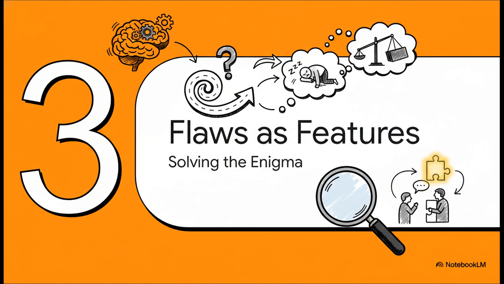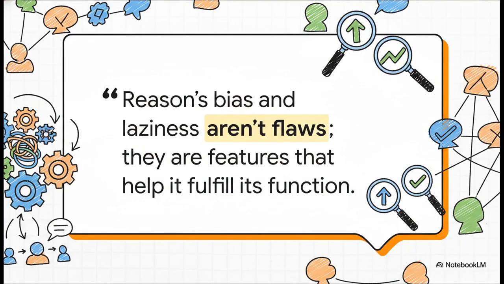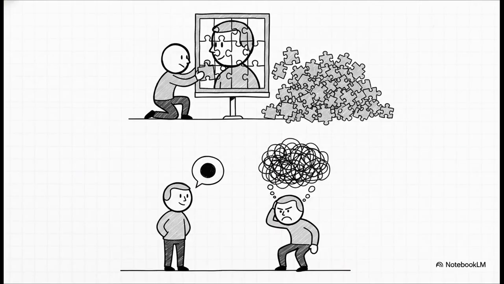What if they're actually features? Yeah, the interactionist theory just completely flips the script on this. It argues that these traits aren't bugs that break the system. They're built-in features that help reason do its actual job, which is social. So how does that work?